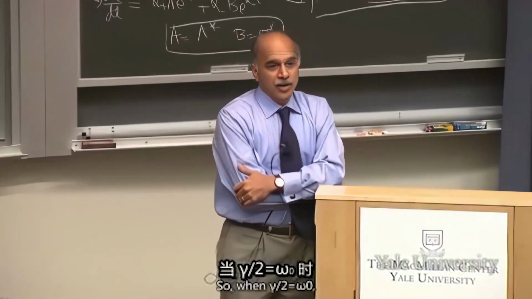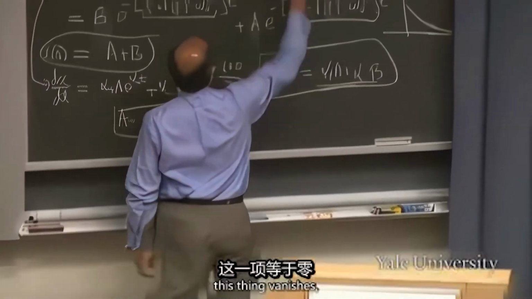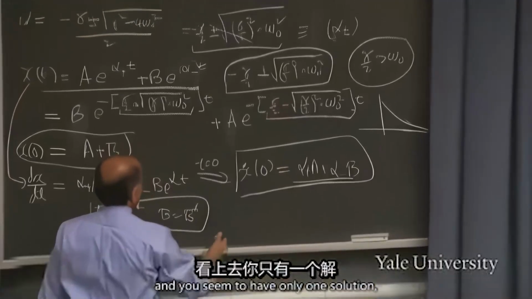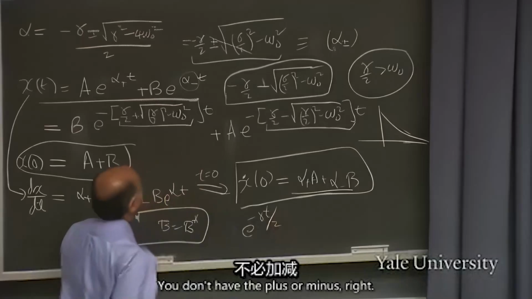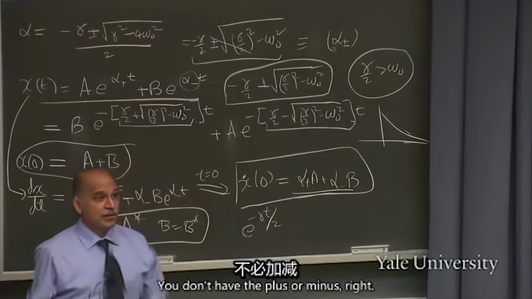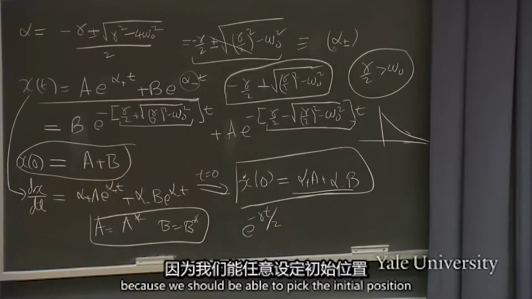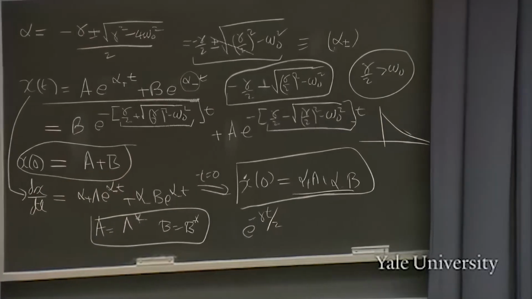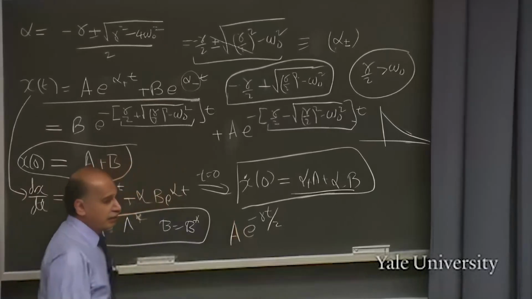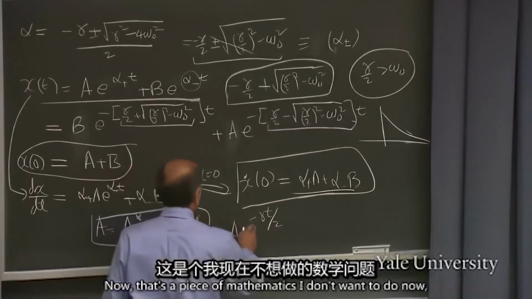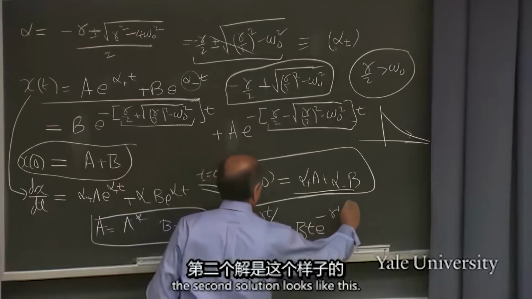So when gamma over 2 equals omega naught, this thing vanishes, and you seem to have only one solution, e to the minus gamma t over 2. You don't have the plus or minus, right? And we know in every problem there must be 2 solutions, because we should be able to pick the initial position and velocity at will. If a solution has only one free parameter, you cannot pick 2 numbers at will. Now that's a piece of mathematics I don't want to do now, but what you can show is in that case, the second solution looks like this.